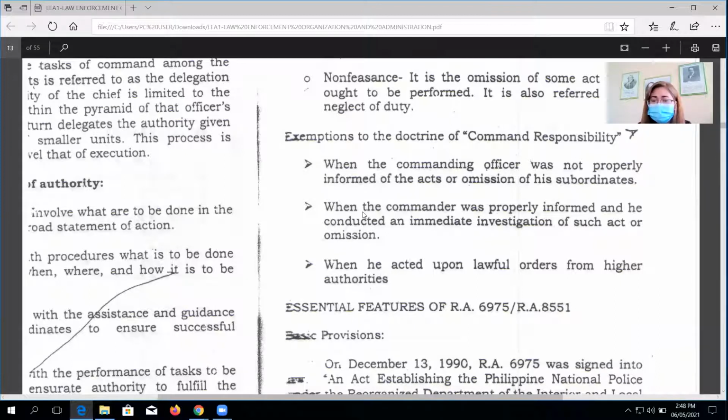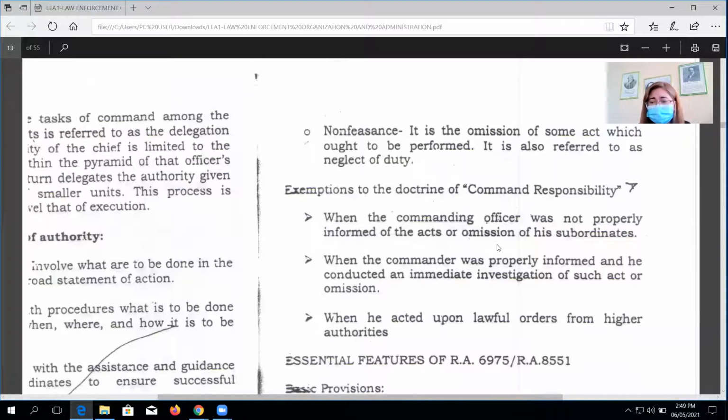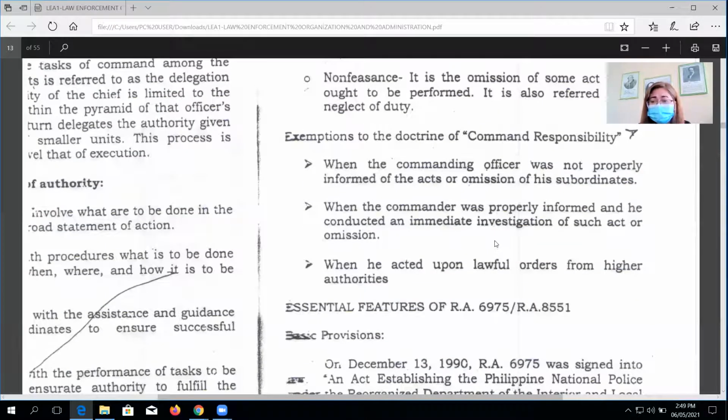Another, when the commander was properly informed and he conducted an immediate investigation of such act or omission. For example, going back to the checkpoint, there is no uniform at the checkpoint, and afterwards they even asked the violators for money. Just an example. So, when you heard about it, you immediately conducted an investigation. That will fall under the exemption of command responsibility.